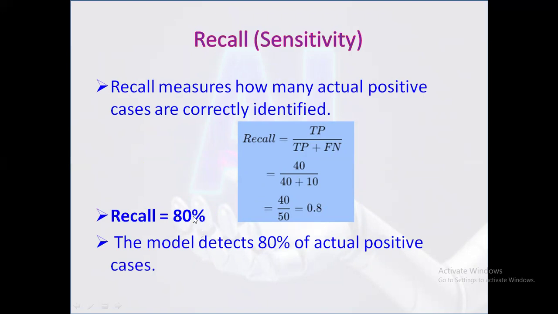The recall of 80 percent indicates that the model successfully identifies 80 percent of the actual positive cases. This suggests that some positive samples are still missed, but the majority are detected. Depending on the application, improving recall may be necessary, especially in medical or safety critical tasks.